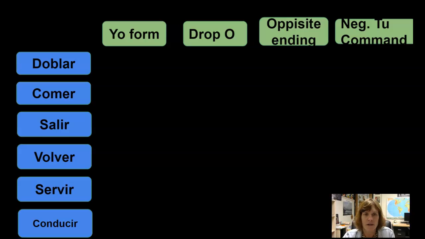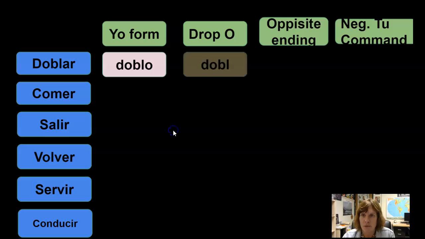So let's put doblar in the yo form. It becomes doblo. The next thing you have to do is drop the O. So this is your stem, D-O-B-L. And this is where it gets a little bit tricky, is that for negative tú commands, you have to add the opposite ending. So for example, if it's an AR verb, you have to give it an ER-IR verb ending.